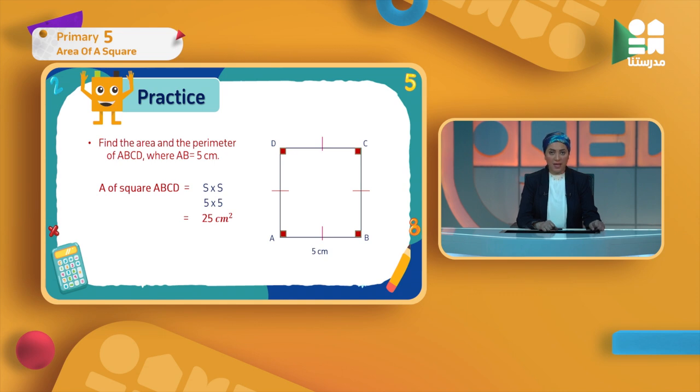And remember, the area has to be in a unit squared or squared unit. So here it's centimeter squared. Okay, what if I want to get the perimeter? So the perimeter, as we said before, is S times 4. Okay, so it's 5 times 4 equals 20 centimeters only, not centimeters squared, centimeters only.